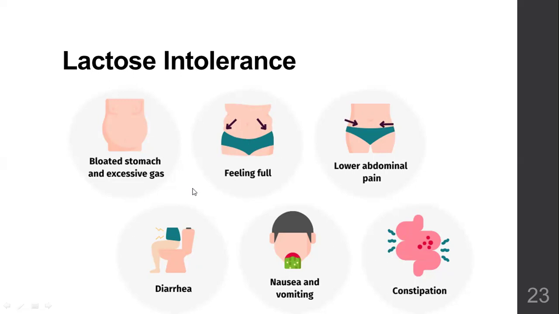Whenever you have milk, milk-based products, or cheese, you feel bloating in your stomach and excessive gas. Even after having a little bit of food, you feel full and bloated. There is abdominal pain. Some of you may suffer from diarrhea after having some milk or cheese. Immediately your stomach will get upset. You will feel nausea and vomiting, constipation in some cases, and flatulence, farting a lot after having milk-based products. These are the signs and symptoms of lactose intolerance.